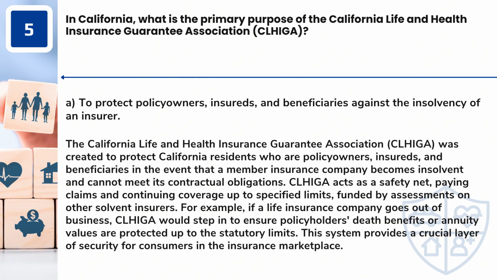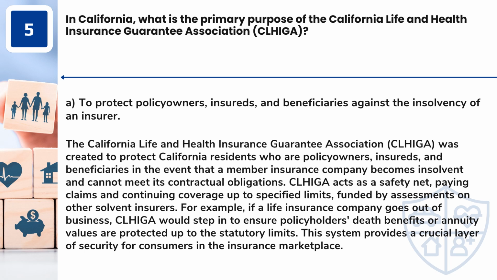Answer: A. To protect policy owners, insureds, and beneficiaries against the insolvency of an insurer. The California Life and Health Insurance Guarantee Association, CLHIGA, was created to protect California residents who are policy owners, insureds, and beneficiaries in the event that a member insurance company becomes insolvent and cannot meet its contractual obligations.